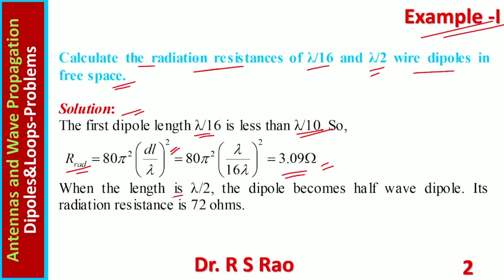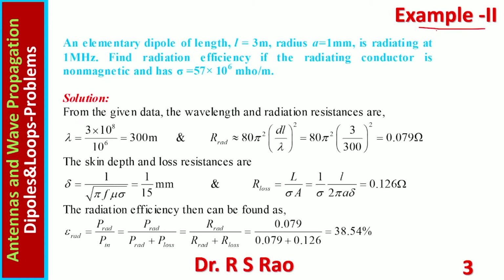When the length is lambda by 2, second part, the dipole becomes a half-wave dipole. For a half-wave dipole, radiation resistance is constant, 72 ohms. Another problem, example 2. An elementary dipole of length 3 meters, radius 1 mm is radiating at 1 megahertz.